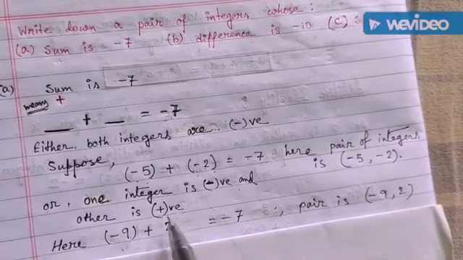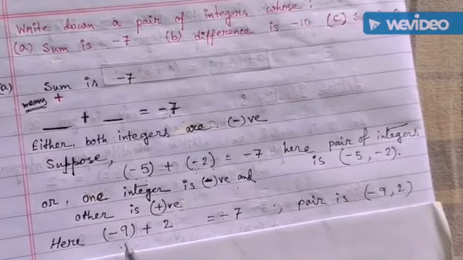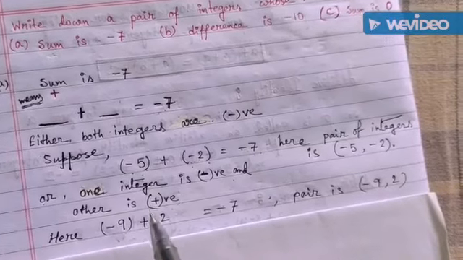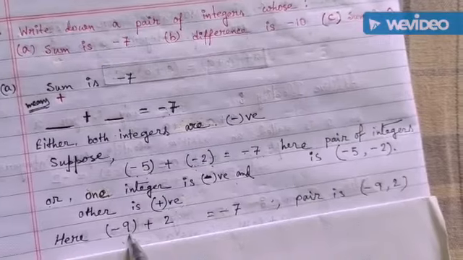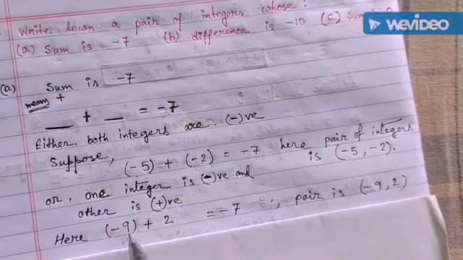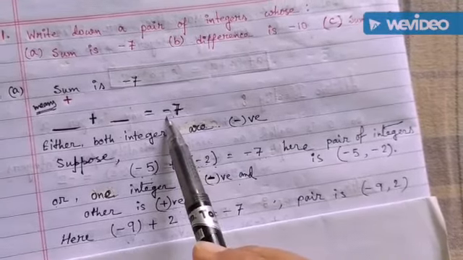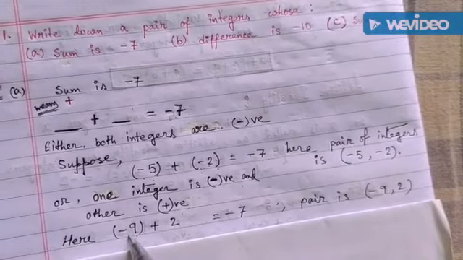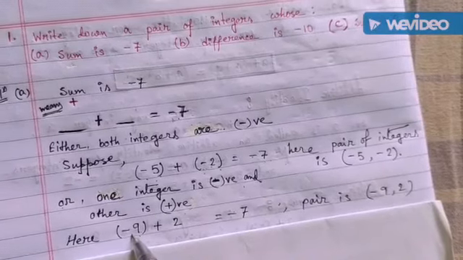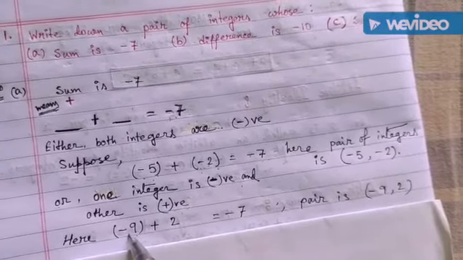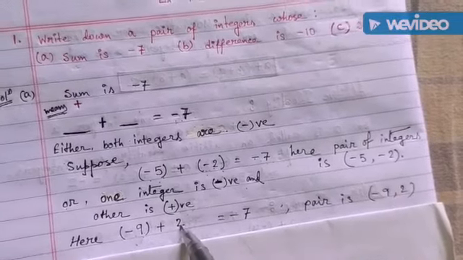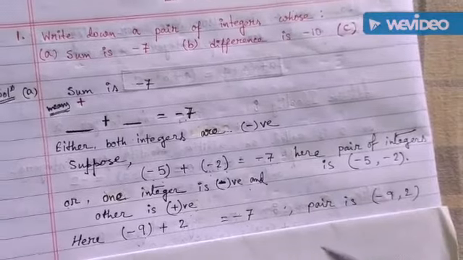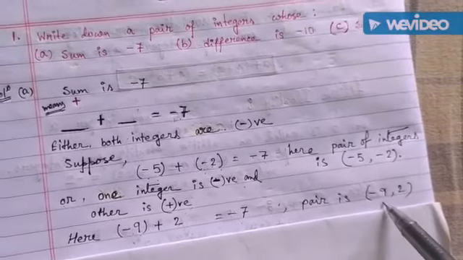One integer is negative and the other one is positive. Which one will be the negative integer? That number will be greater than the other, because I remind you, in the answer there is a negative sign. That's why the bigger number will be with the negative sign. That means -9 plus 2. Then we will get -7. Here the pair is -9 and 2.